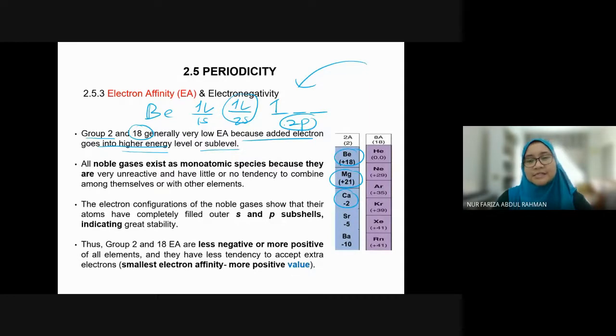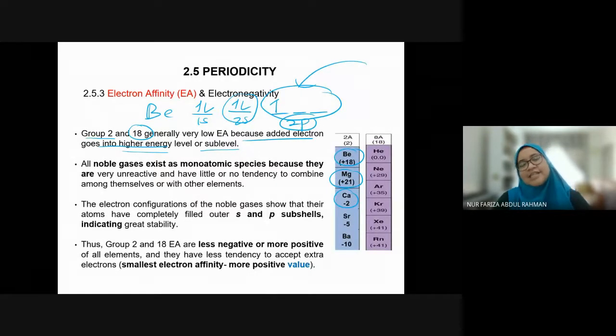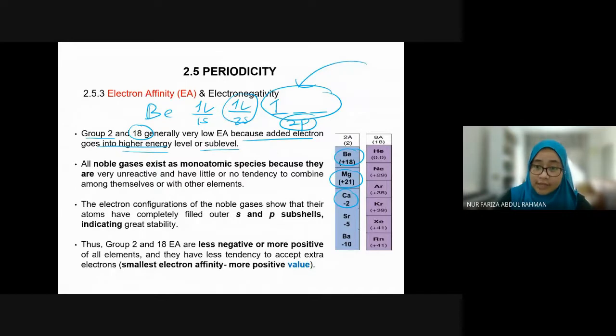That's why they say the added electron goes into a higher energy level. So 2p has higher energy compared to 2s. It is higher energy, and when the electron has been added, this orbital is unstable. In order to push the electron into the orbital, energy is needed. The energy is required. That explains why beryllium has a positive EA, not a negative or more negative EA than group 1.